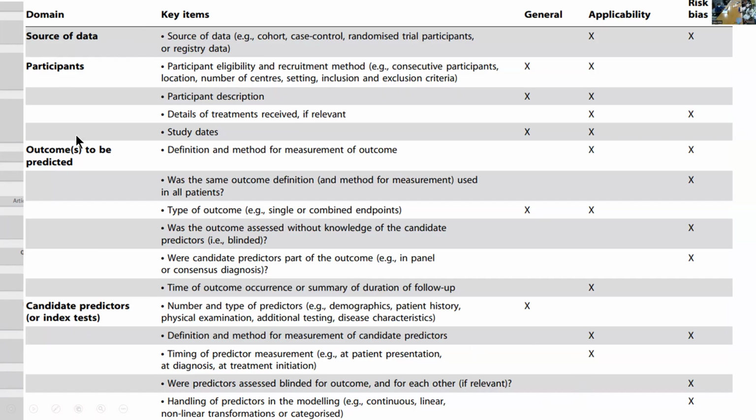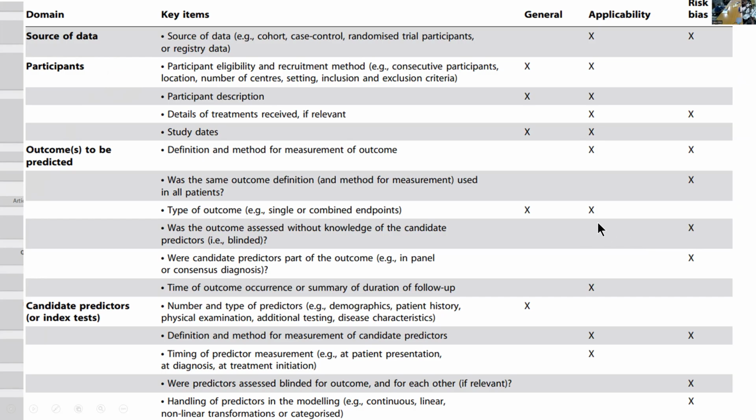So first, the source of data. Was it a registry, like Andrew's study? Was it a case-control study or a cohort? Who are the participants? What age group, which gender, which city was the previous study. What are the outcomes to be studied? The type of outcome, and whether the outcome was blinded. For a registry trial, the doctor saw the patient and made a diagnosis of depression.